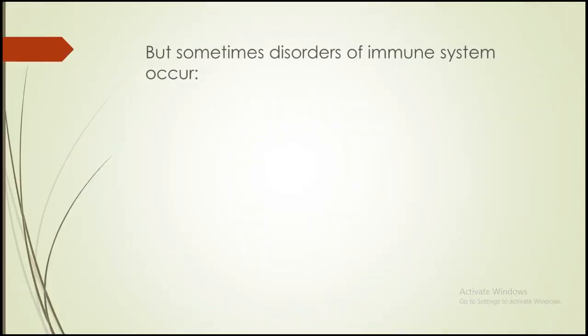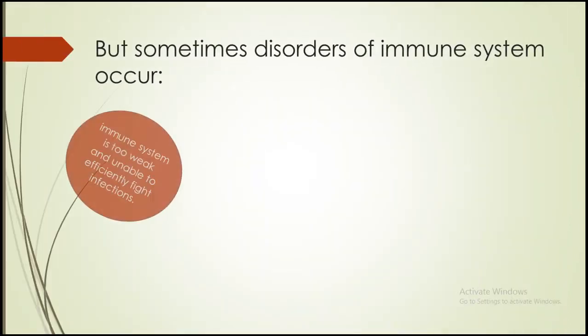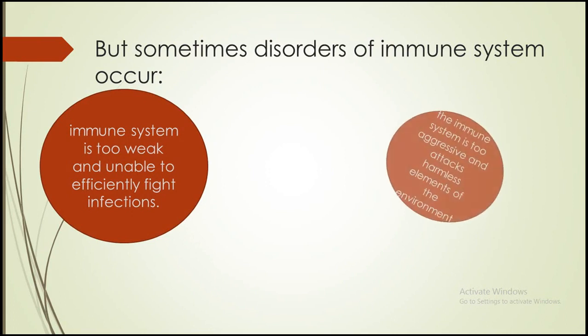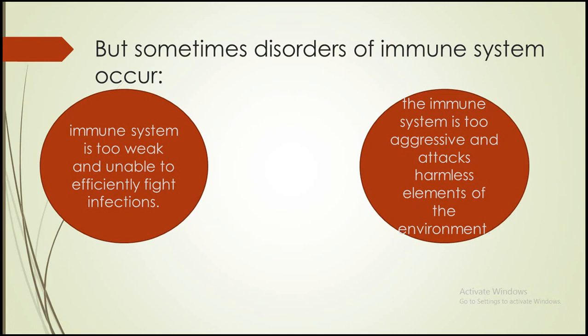But sometimes disorders of the immune system occur. In some cases, the immune system is too weak and unable to efficiently fight infections, while in other cases, the immune system is too aggressive and attacks harmless elements of the environment. When the immune system is too weak and can't fight infection, it is a case of immunodeficiency, while when it is aggressive and attacks harmless elements, it is allergy.